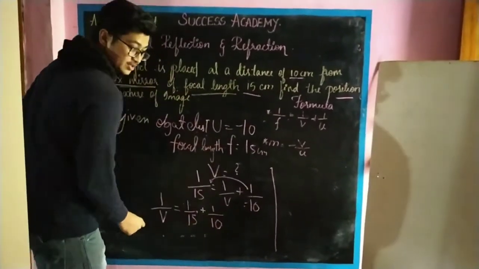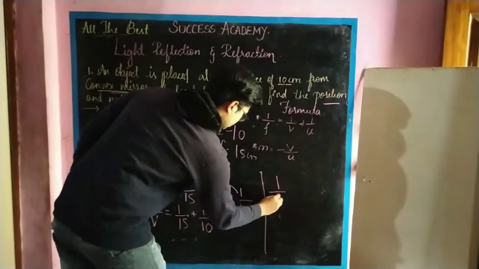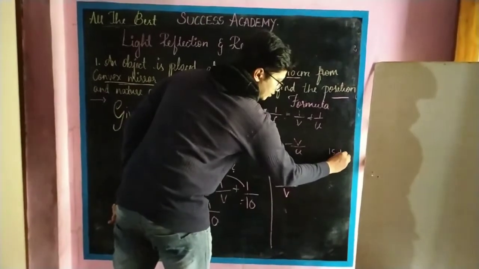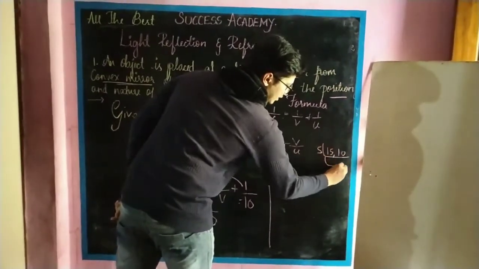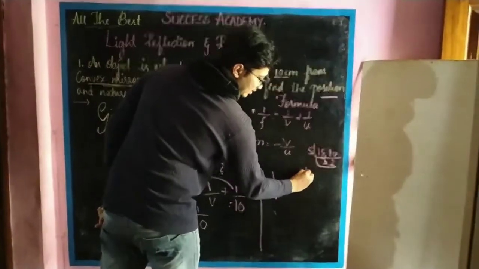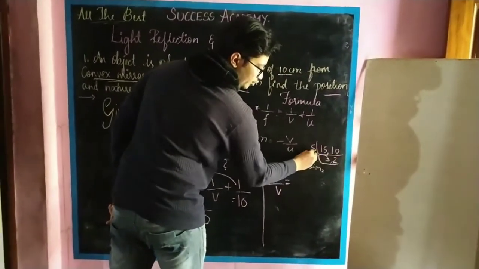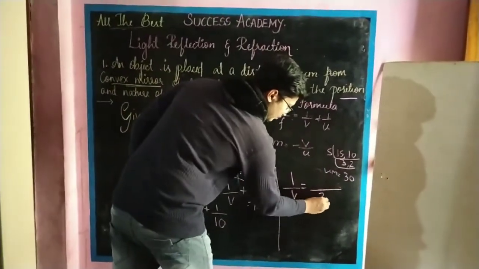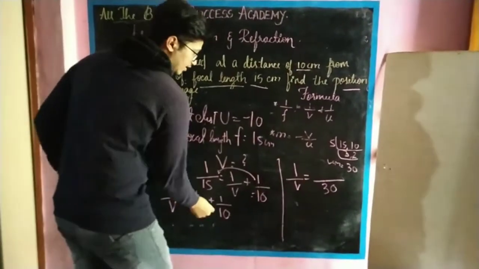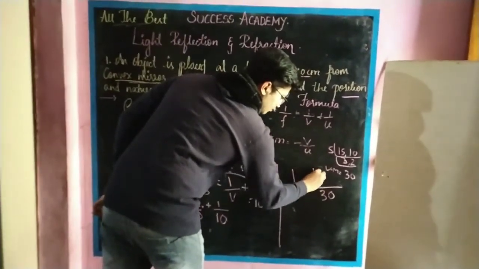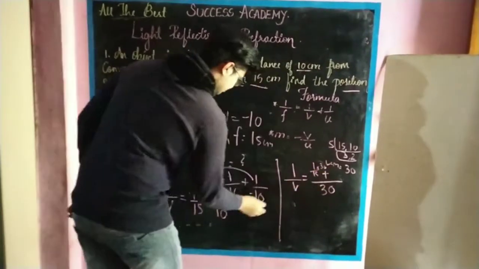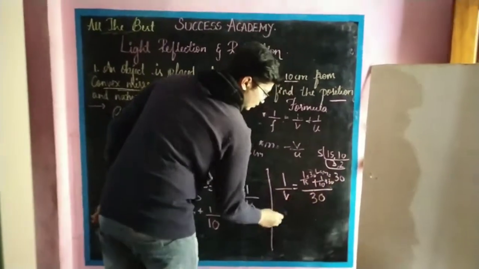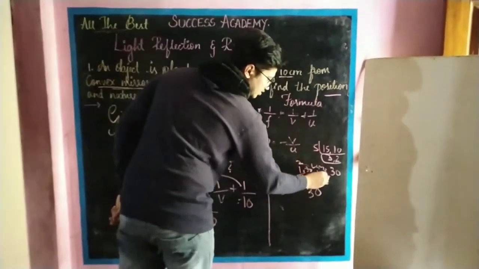LCM of 15 and 10. The LCM is 30. 1/v is equal to, see here, friends, 15, 10. 5 threes are 15, 5 twos are 10. LCM is equal to 3 into 2 into 5. 3 twos are 6, 6 fives are 30. LCM is 30. Next, 30 into 1/15 plus 1/10 into 30. 15 ones are 15, twos are 30. 10 ones are 10, threes are 30.